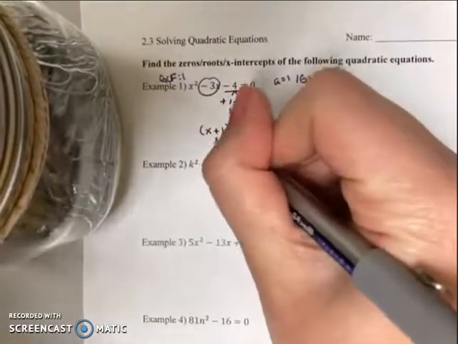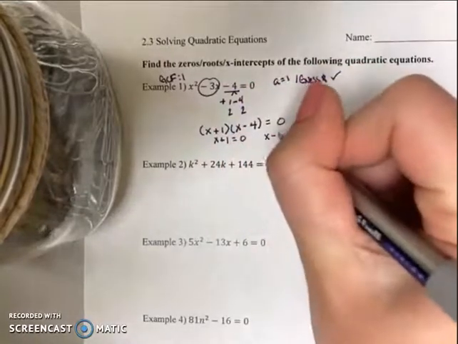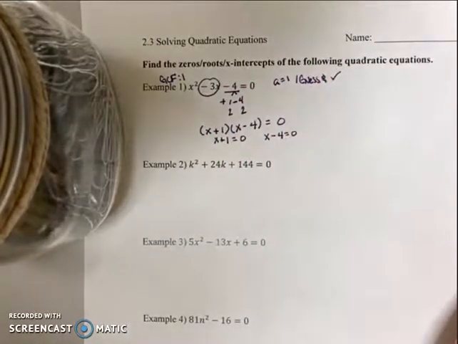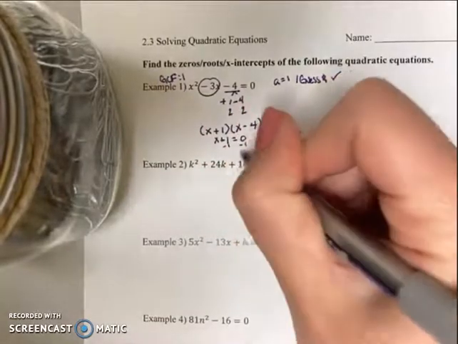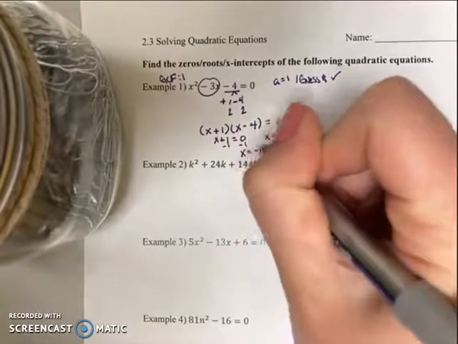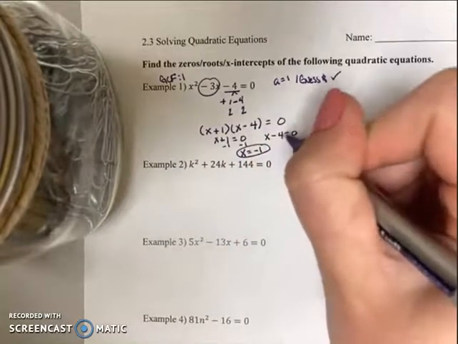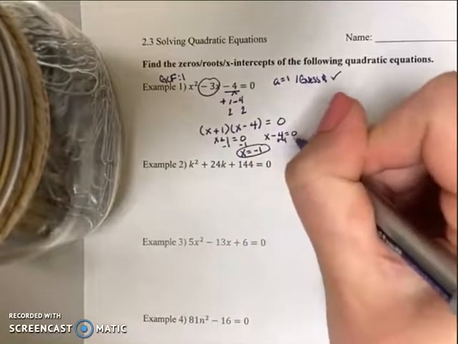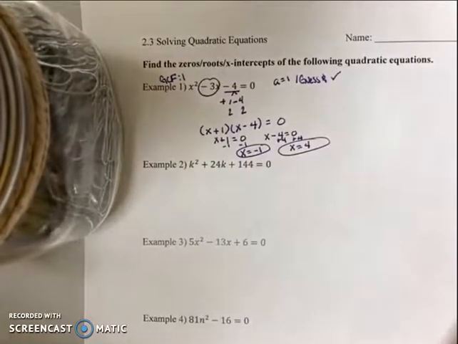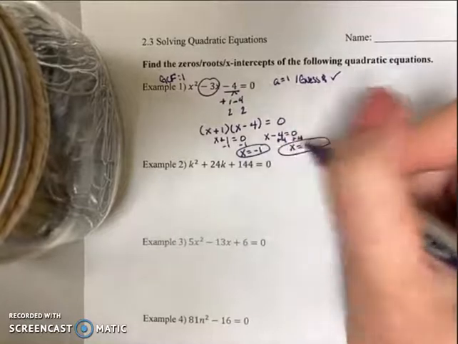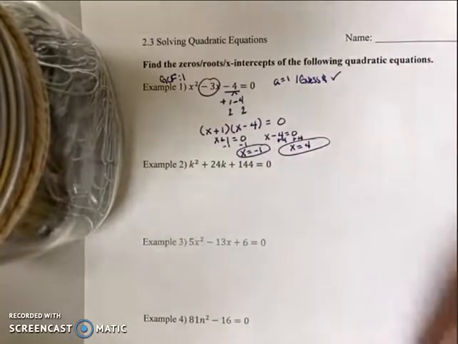X plus 1 equals 0, x minus 4 equals 0, and now we just solve for x. Here, to get x by itself, I subtract 1 from each side, so I have x equals -1. And here, to get x by itself, I have to add 4 to each side, so x equals 4. Meaning I have 2 solutions, or 2 x-intercepts, if I were to graph this.